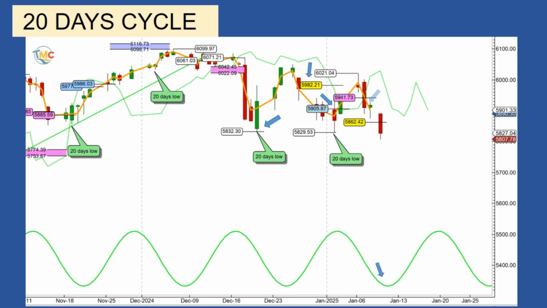Last Thursday, the S&P 500 crossed below its cycle line at 5,941 for a potential target at 5,862. The next day, Friday, the S&P 500 met its target. The second signal of the year has also been successful, keeping the success rate at 100%.